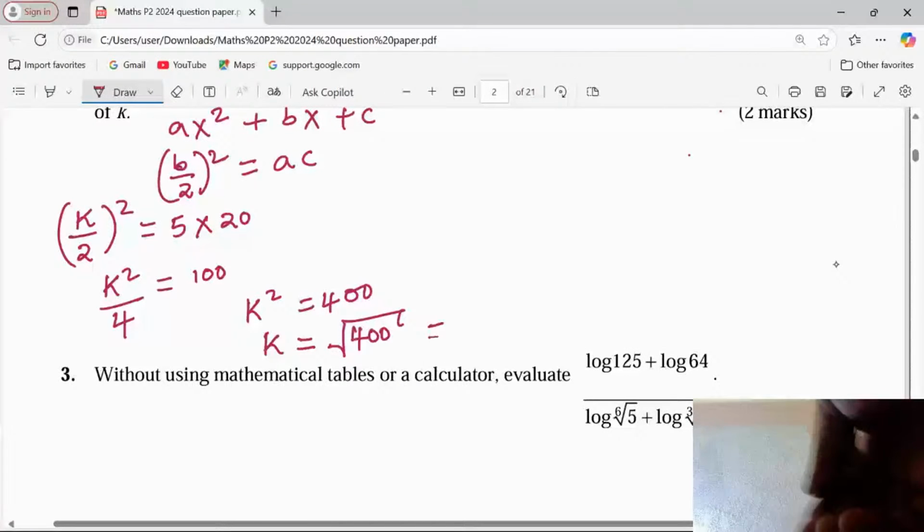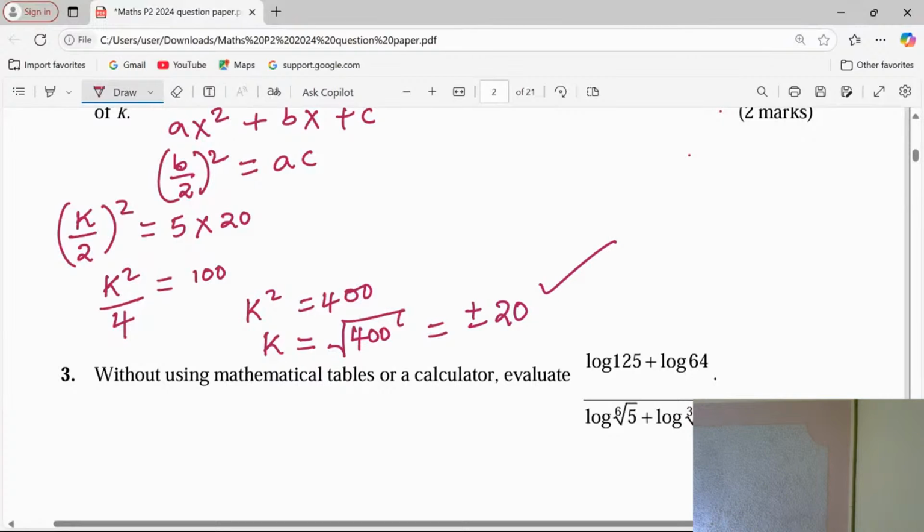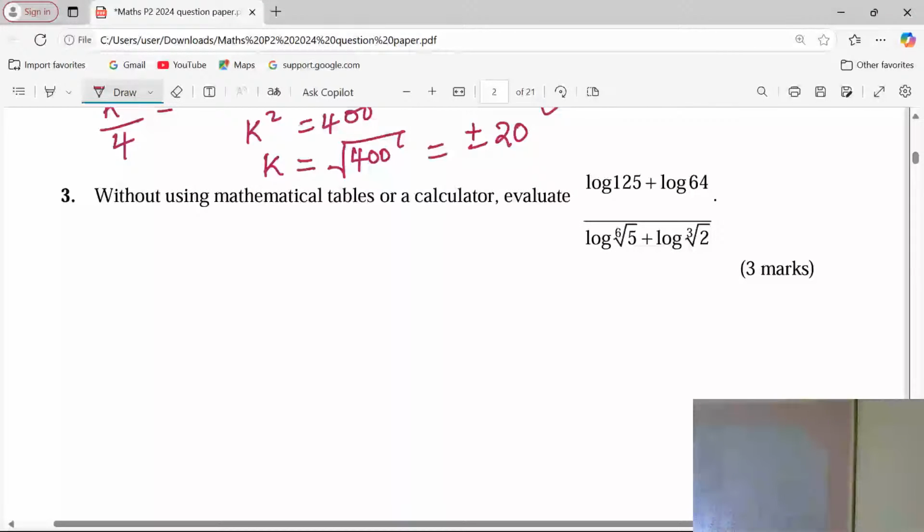Now, the square root of 400 will give us two values, either plus or minus 20. So these are the two possible values of k.